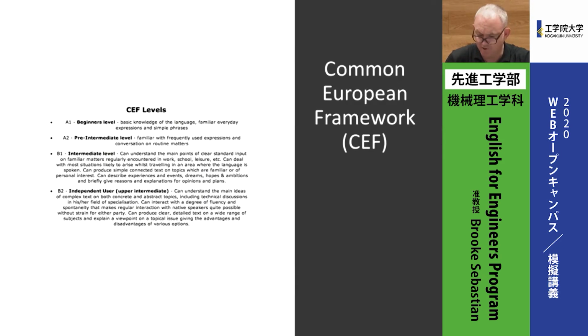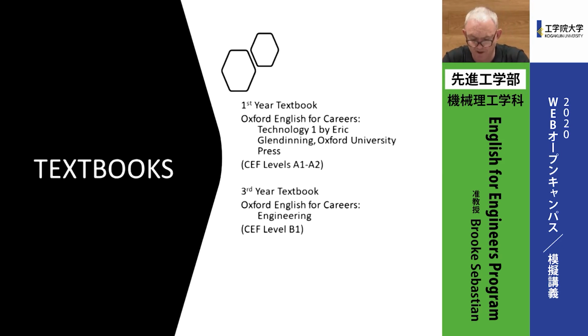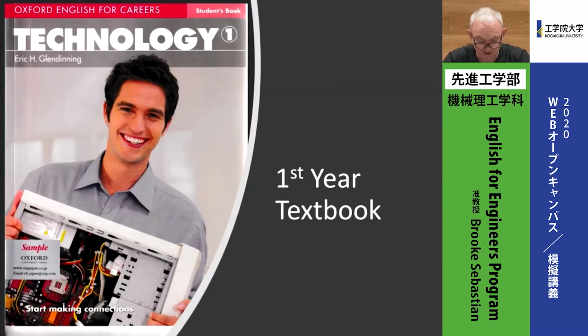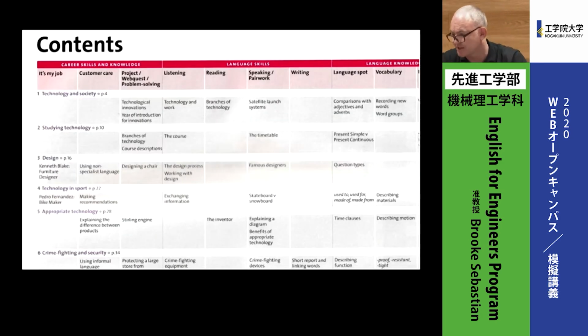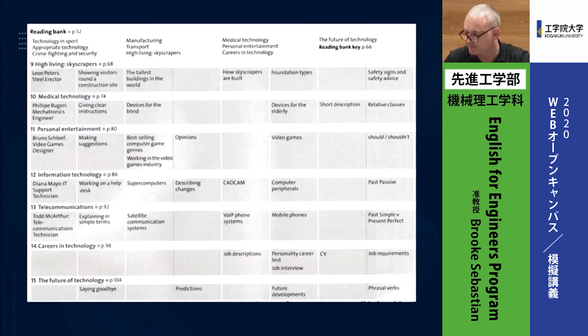Now, just to give you 2 examples of the textbooks we use and what topics they cover. In our first year course, we use a general technology textbook, but by the third year, we are using a focused engineering textbook, both from Oxford University Press. In our first year program, I'm just going to show you some of the topics that we cover in that textbook. Topics such as technology and society, design, technology and sport, medical technology, information technology, and the future of technology.